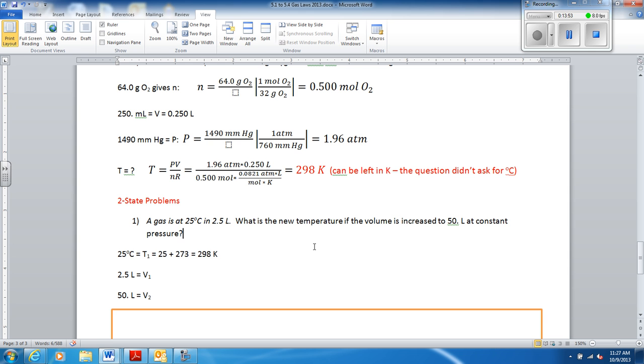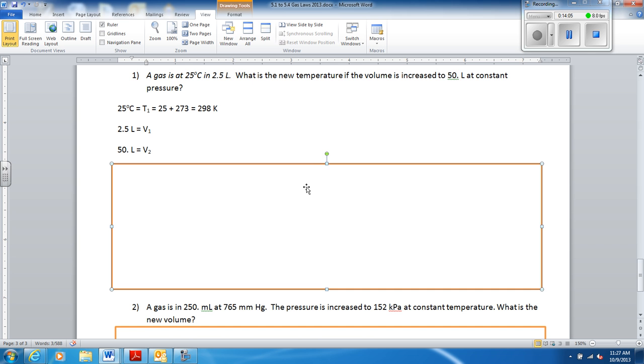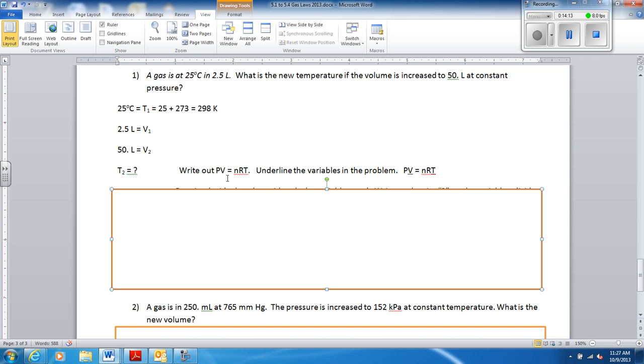Don't forget that step. What is the new temperature if the volume is increased to 50 liters? So we're increasing the volume. That's our new set of conditions. That would be V2, 50 liters. And we do two-state problems a little bit differently from ideal gas laws. First, you write the ideal gas law. We want to know what the new temperature is. So we write out PV equals nRT, and we're going to underline the variables that are in the problem.